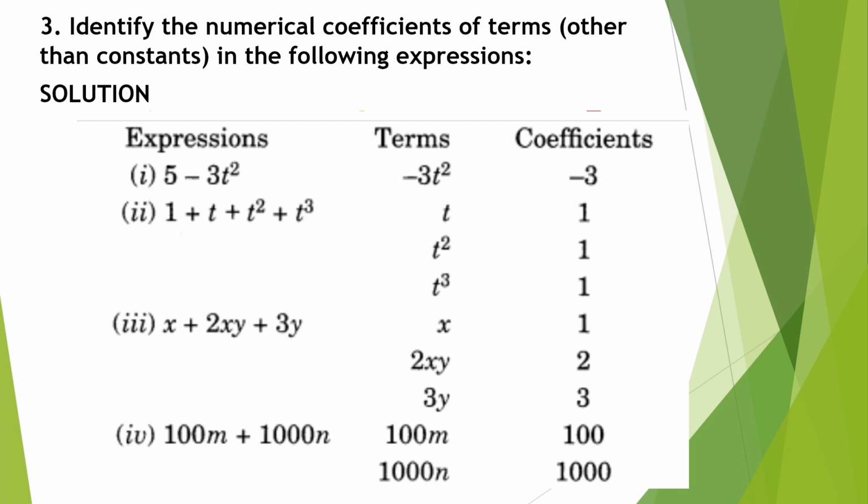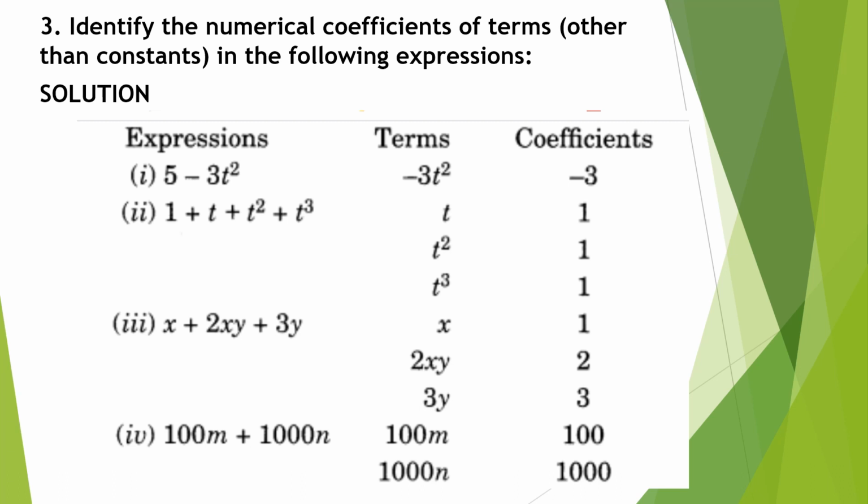Next, second question, the expression is 1 plus t square plus t cube. So the terms other than constant are t square and t cube. What is the numerical coefficient over here? No numerical coefficient is written. That means it is understood: t means 1 into t, t square means 1 into t square, t cube is also written as 1 into t cube. So the coefficient of these terms is 1 itself.